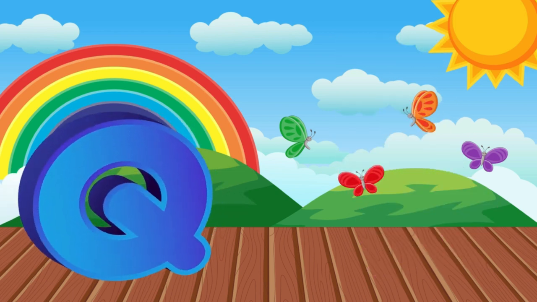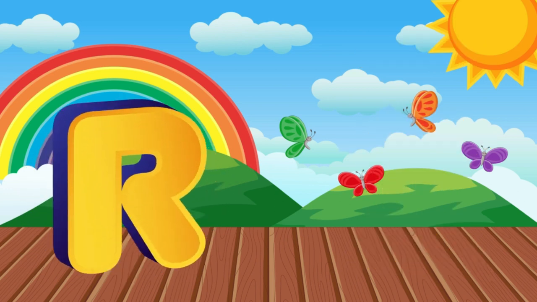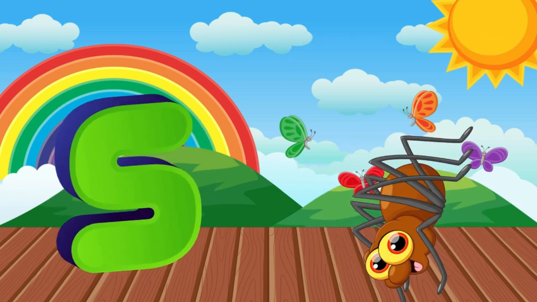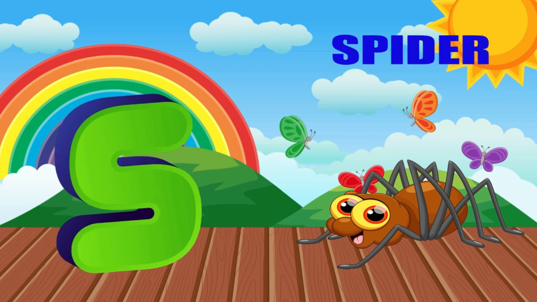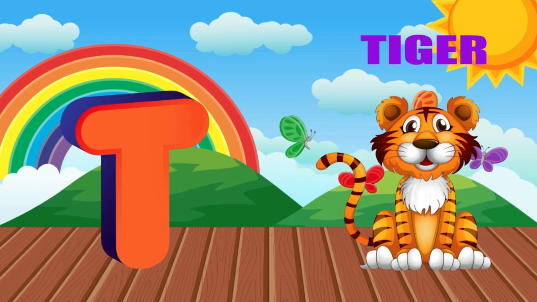Q is for queen. Q, Q, queen. R is for rainbow. R, R, rainbow. S is for spider. S, S, spider. T is for tiger. T, T, tiger.